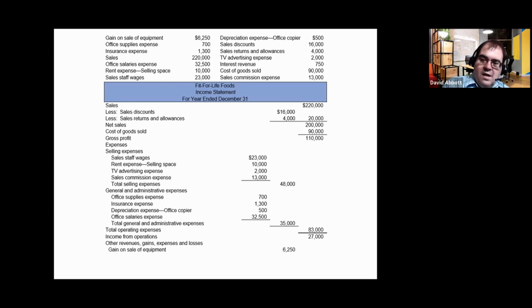So you have gain on sale of equipment of $6,250, because our business isn't selling equipment, but maybe they sold some retail fixtures, or maybe some computers or something. That's not their main business, but they sold that and had a gain on it. Then they had some interest revenue from money that they had in their bank of $750. So then the total other revenue and gains is $7,000. So then their total net income was $34,000.